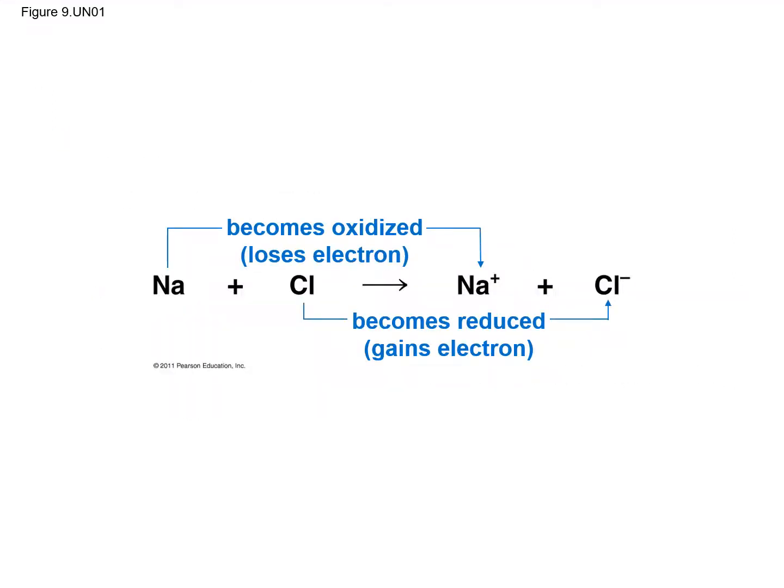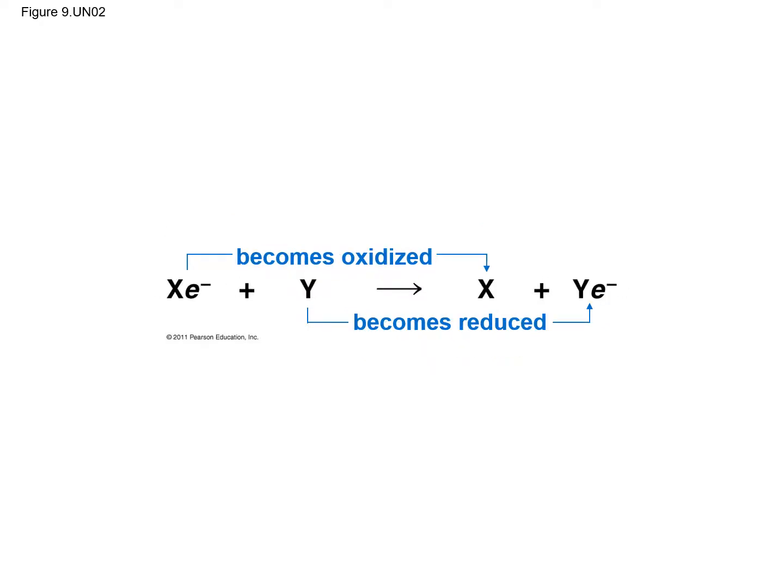Okay, here's an example, sodium and chlorine. Sodium becomes oxidized, it lost an electron. Chlorine becomes reduced, it gains an electron. This is kind of a general formula. So this is substance X, substance Y. Substance X once had a lovely electron. It's been oxidized because substance Y has stolen its electron. So the electron, boom, went over here. X has been oxidized, Y has been reduced.